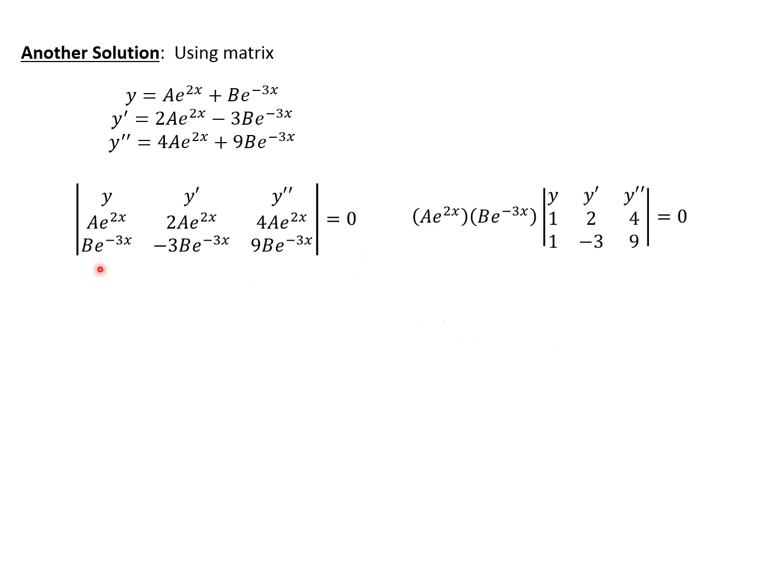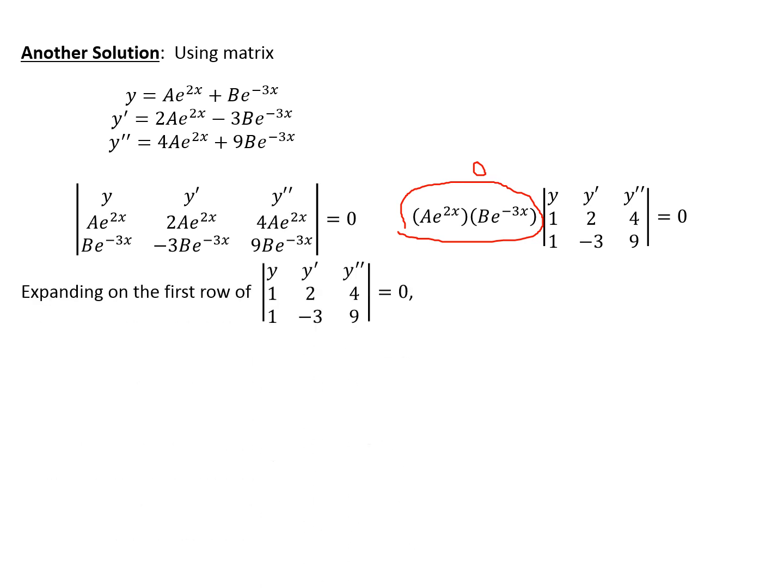And then you can factor out A e to the 2x and B e to the minus 3x. What remains is only y double prime, y prime, y, then 1, 2, 4, and 1, negative 3, 9. Of course, this is equal to 0, so this value must also be equal to 0. So the next step is to expand using the first row of y double prime, y prime, and y. This is the method of cofactors.